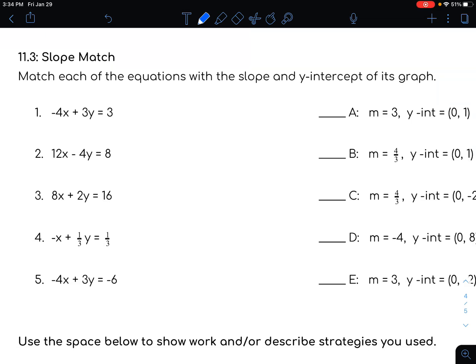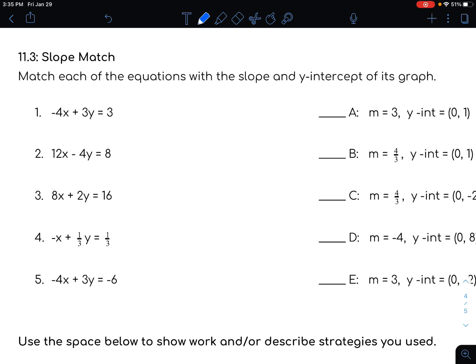On our last page, we are going to match some equations with some slopes and y-intercepts. On the left side, you see 5 equations that are all in that ax plus by equals c, in other words, that standard form. And on the right side, you see an m and a y-intercept, which indicates that you are looking at a slope and a y-intercept. And we want to match the equations with the slope and the y-intercept that goes with them.